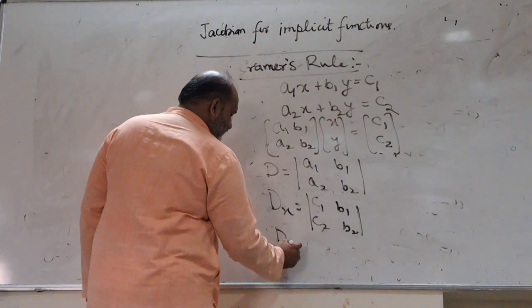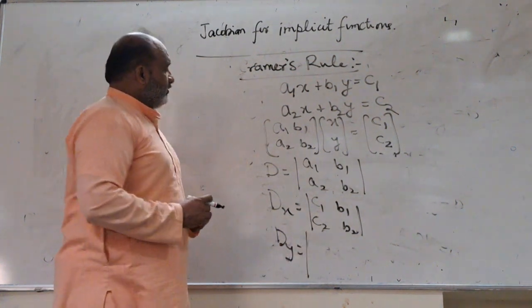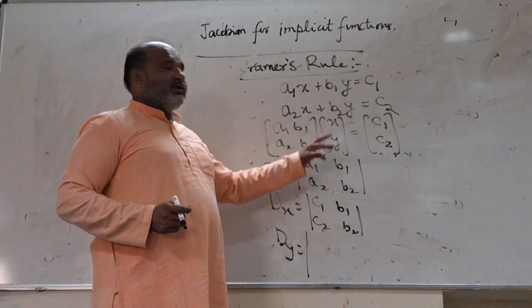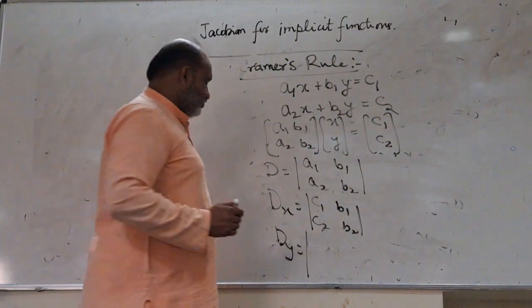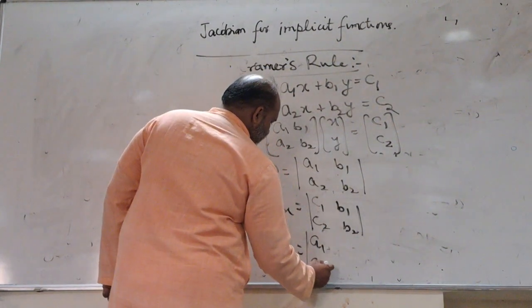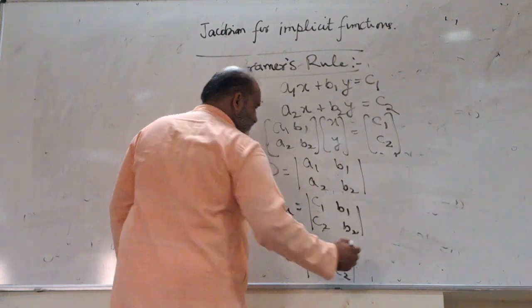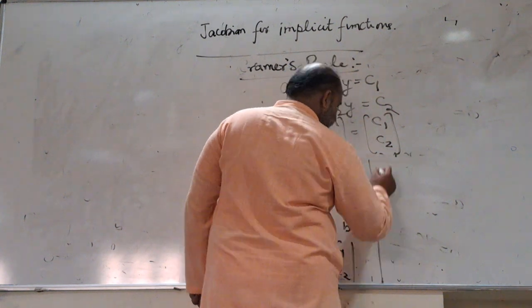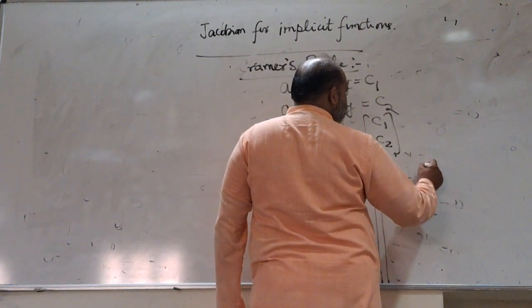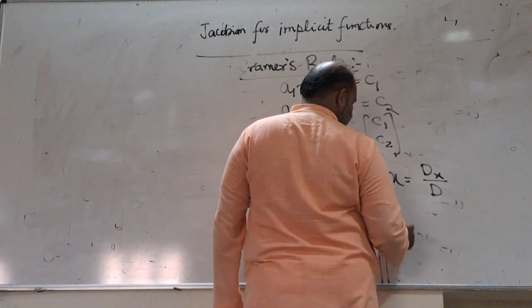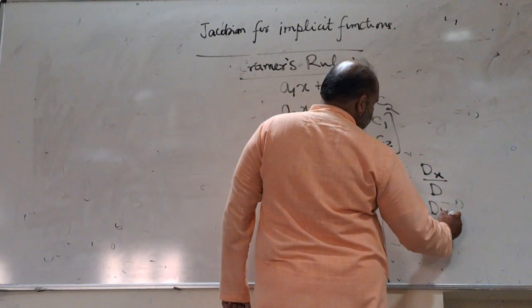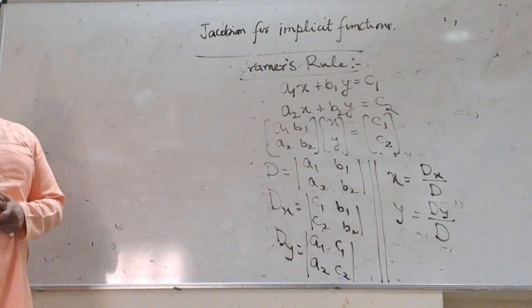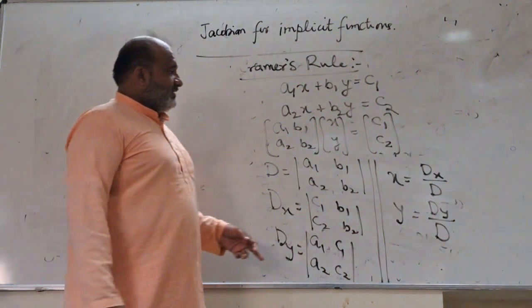Determinant dy: now the column of b1 and b2, that is the coefficients of y, is replaced with c1 and c2. So this is a1, a2, c1 and c2. Then the solution is given by Cramer's rule: x is equal to dx divided by d and y is equal to dy divided by d. Is it clear? Then this is Cramer's rule.